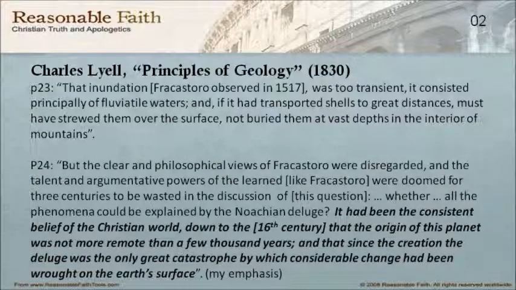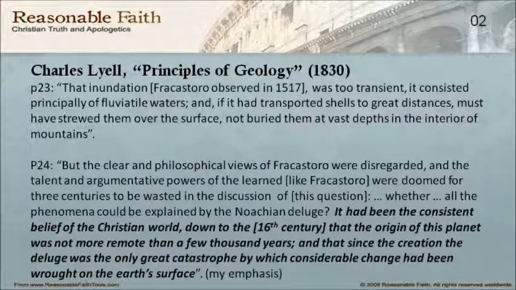On page 23, this is slide 2, I quote from Charles Lyell's book. "That inundation, Fracastoro observed, was too transient. It consisted principally of fluviatile waters, and it had transported shells, and if it had transported shells to great distances, must have strewed them over the surface, not buried them at vast depths in the interior of mountains."